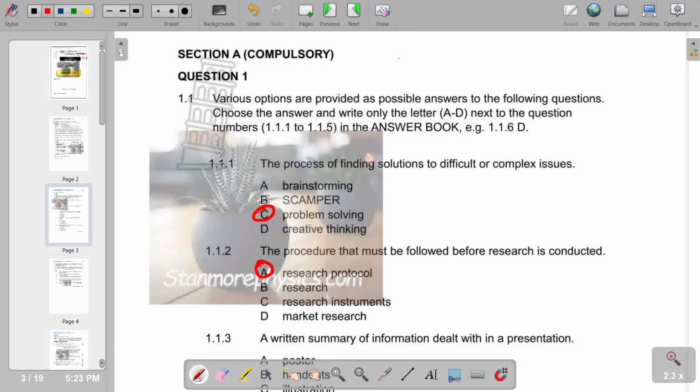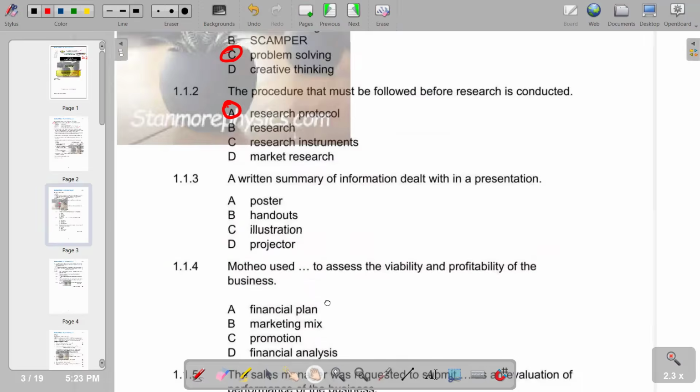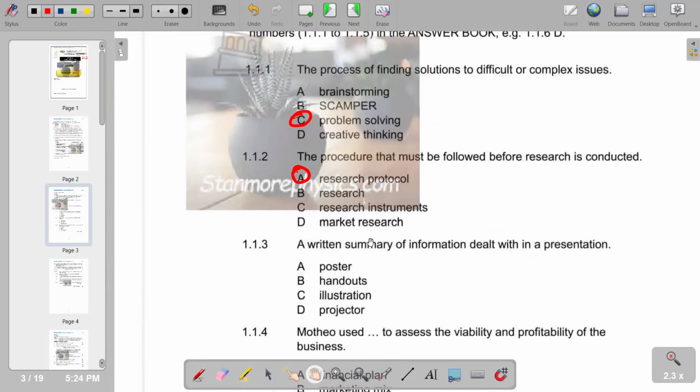Moving on to the next part, which is 1.1.3, which reads: a written summary of information dealt with in a presentation. We have a poster, handouts, illustration, projector. You'd see that the correct response there is a handout. So a handout is B.